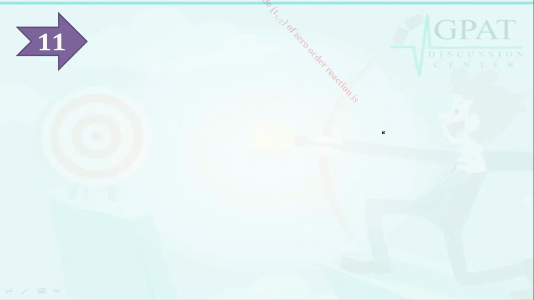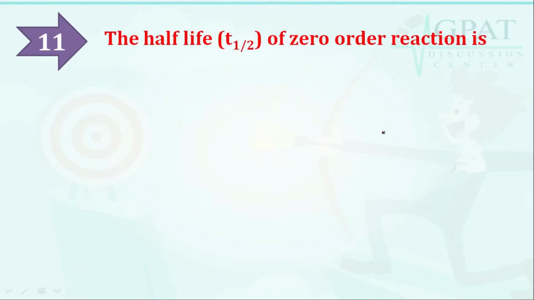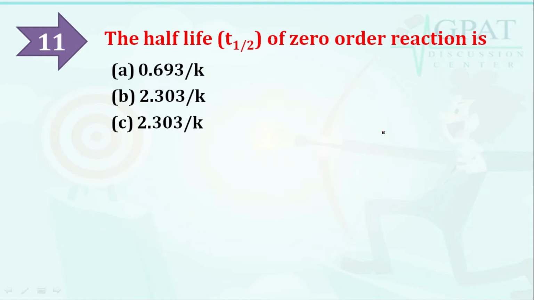Next question is, the half-life of zero order reaction is, option A is 0.693 by K, option B is 2.303 by K, option C is 2.303 by K, option D is A by 2K. So the half-life of zero order reaction is, the correct answer is A by 2K. So the half-life of the zero order reaction is A by 2K.